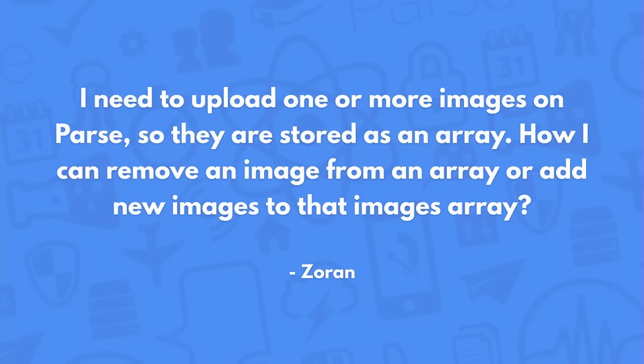I need to upload one or more images on Parse, so they're stored as an array. How can I remove an image from an array or add new images to that images array? Okay, well, I would not recommend using an array of images. The way that we store files, you upload the file, you get this Parse File object, and then you store that in the database. It's best to put that in its own column by itself.